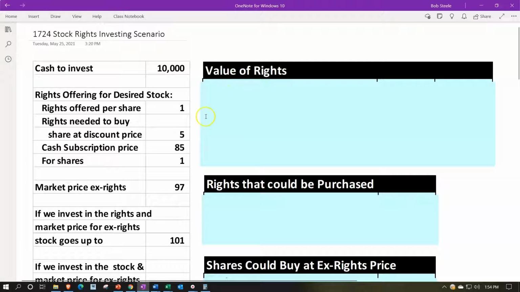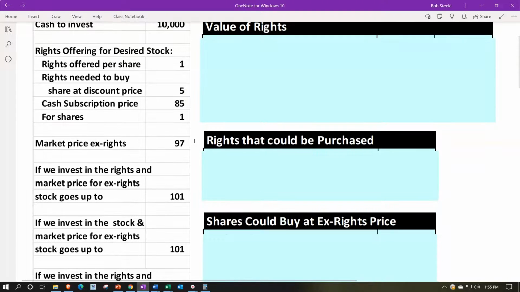The rights offered per share are 1. The rights needed to buy a share at a discounted price: in other words, if you were to exercise the rights, it would take 5 of the rights in order to purchase 1 share of stock at the subscription or discounted price of $85 to get that 1 share. The market price ex rights is going to be 97.